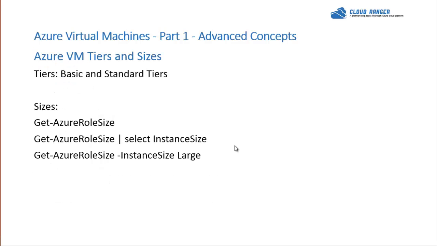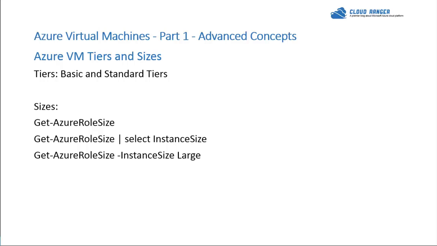Moving on. This is something I have been putting off for a while, but now it's time. It's the Azure VM tiers and sizes. So Microsoft Azure currently has two tiers. One is a basic and one is a standard tier. There's a little bit of overlap between these two tiers, but there's a specific reason there are these two tiers.